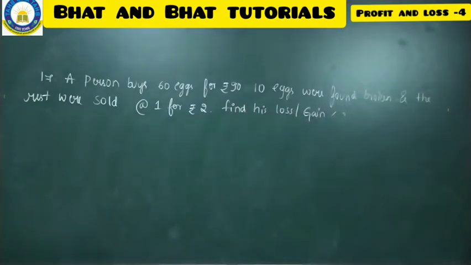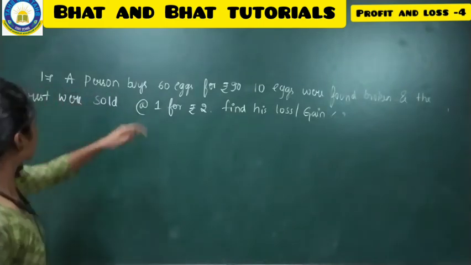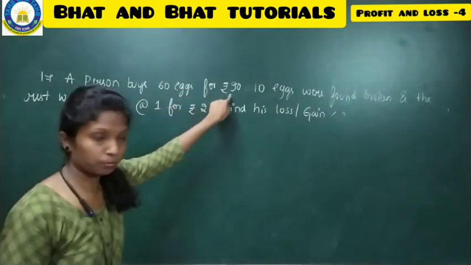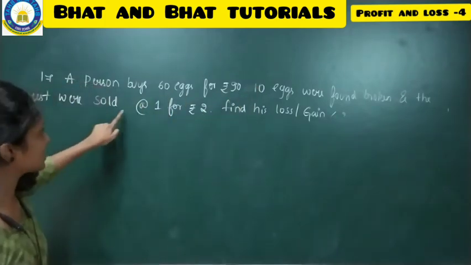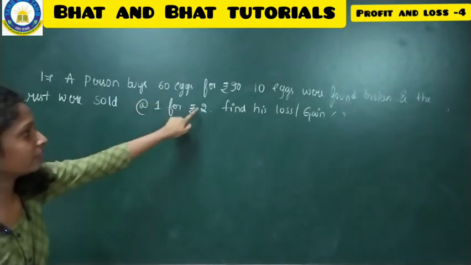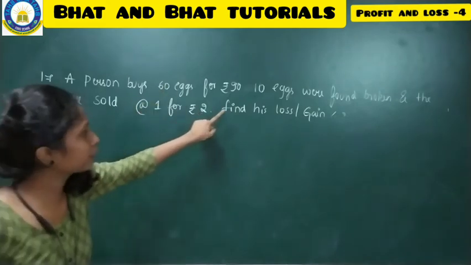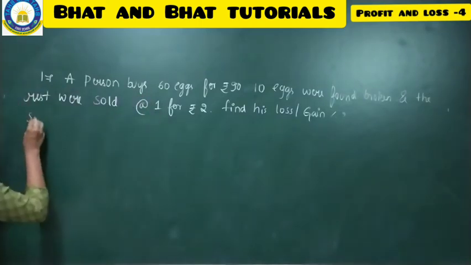Have a look into the question and understand what they are telling. A person is going to buy 60 eggs, where the cost of 60 eggs is 90 rupees and 10 eggs were broken in that 60. He is selling each and every egg for rupees 2. Whether he has got a loss or gain, we have to find.